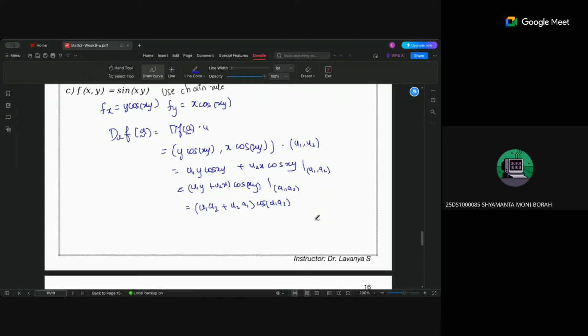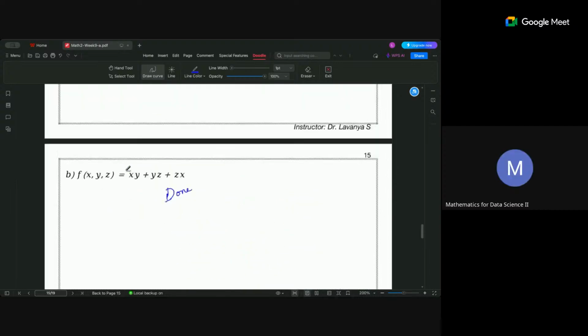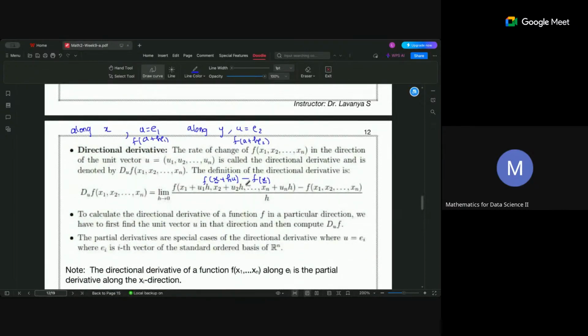Ma'am, what is this Duf at a tilde exactly called? See, it is the rate of change in the direction of the unit vector u. It is called the directional derivative of f in the direction of u. Could you just show that slide where you explained directional derivative? See, I did not give any figure for this directional derivative. Instead of e1, e2, here you are having some other direction u. That's all.